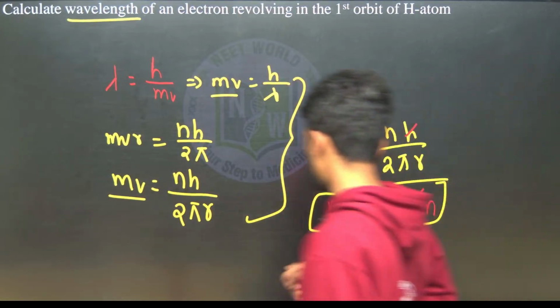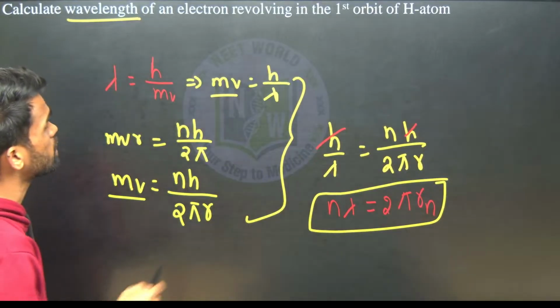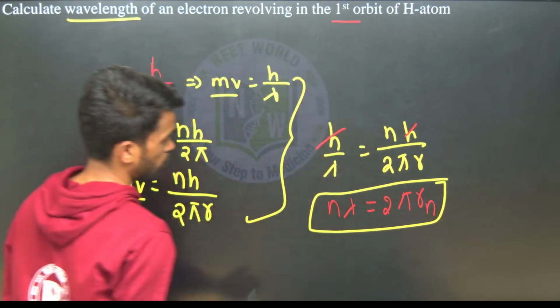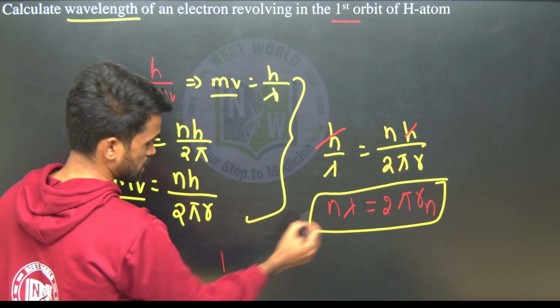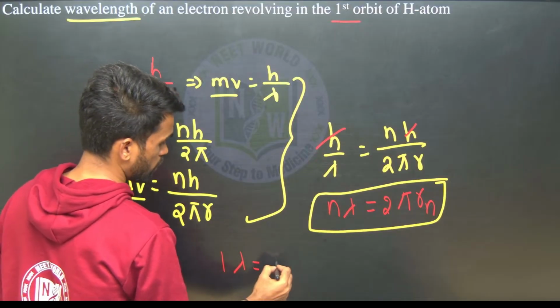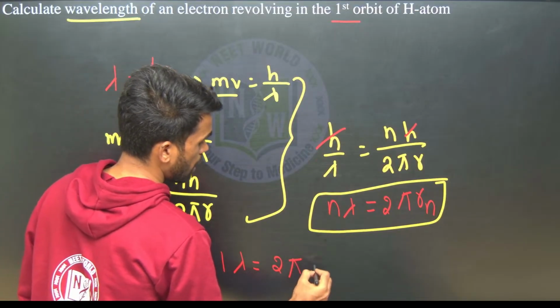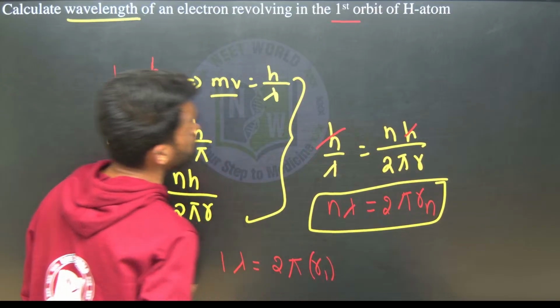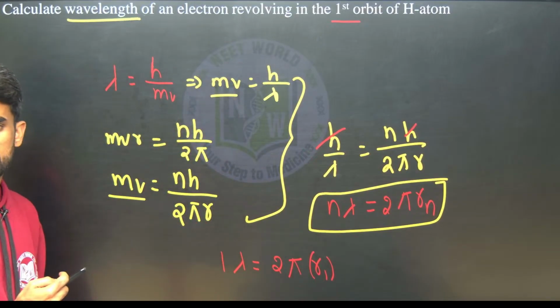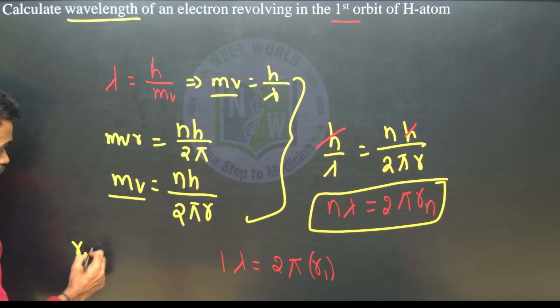From this, what orbit number are they saying? First orbit, so n equals 1, and lambda we need to find, equals 2 pi r1. So r1 of the hydrogen atom is how much? Radius of the first Bohr orbit. It means r1 of, what is the formula for radius?